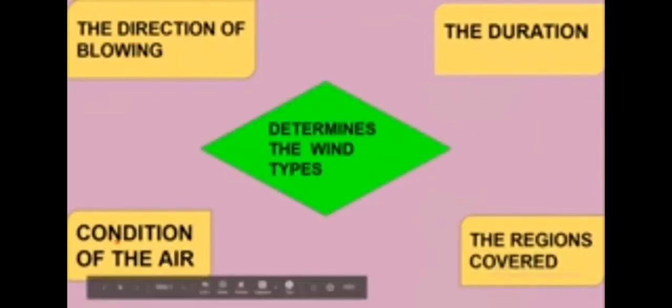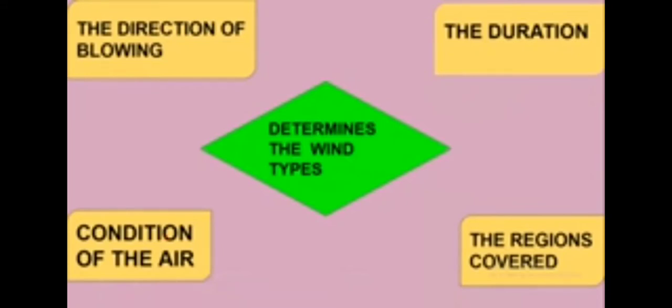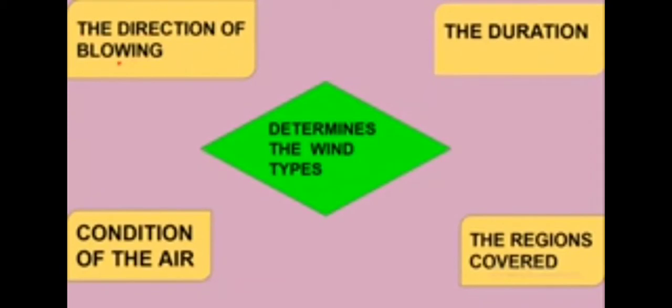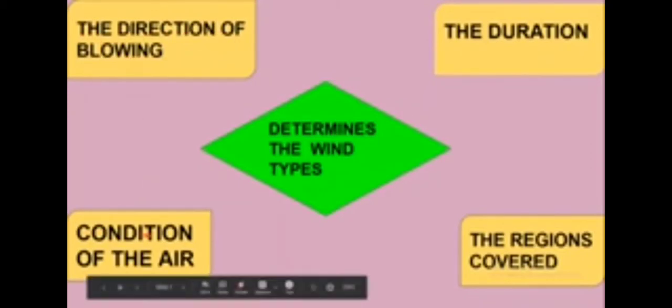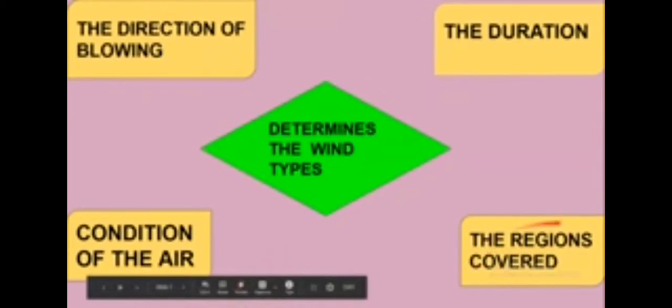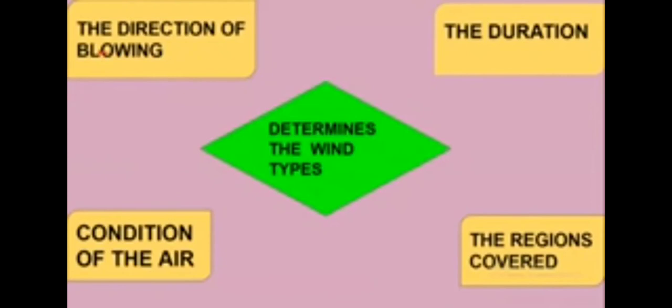The direction of blowing, the condition of the air, whether the air is moist or dry, the duration, which is the time taken, and the regions covered. Again, I'll repeat: the direction of blowing of the winds, the condition of the air, whether it is moist or dry, the duration, the time taken by the wind to blow towards those regions, and the regions which are covered by this wind. All these four factors determine the wind type, which type of wind it is, whether they are westerlies, easterlies, or polar winds.